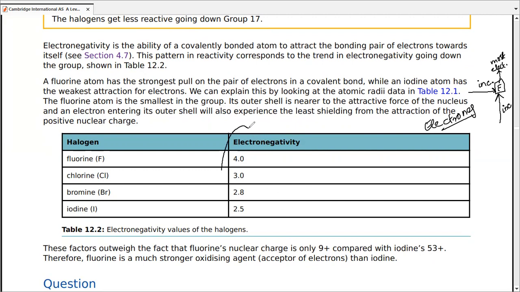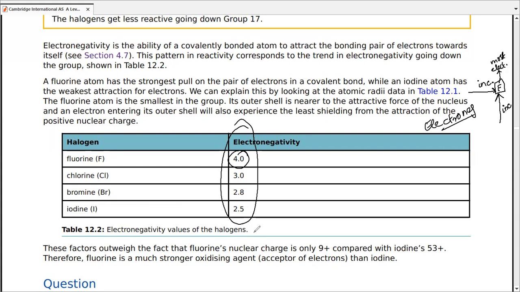Now, electronegativity is usually given in numbers, and that's the Pauling scale. Now, the Pauling scale has values to a maximum of 4, and fluorine is the only element in the periodic table with that maximum value. This was also discussed back in chapter number 4.